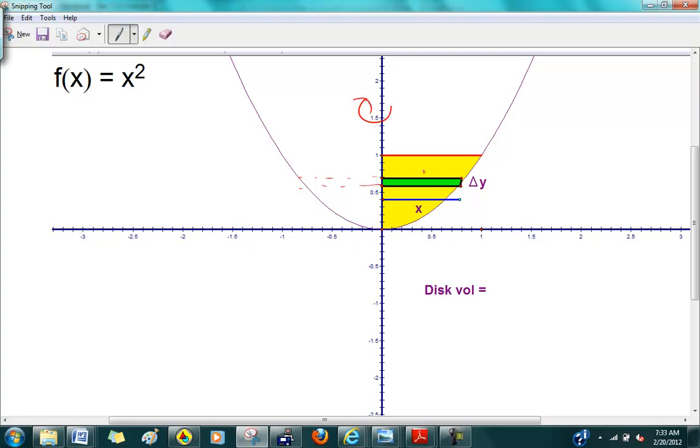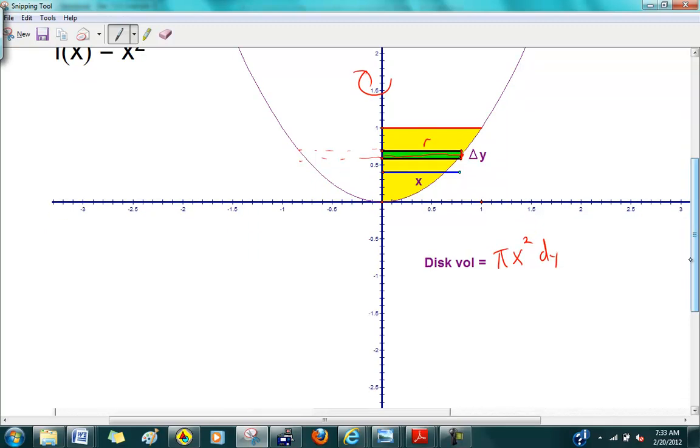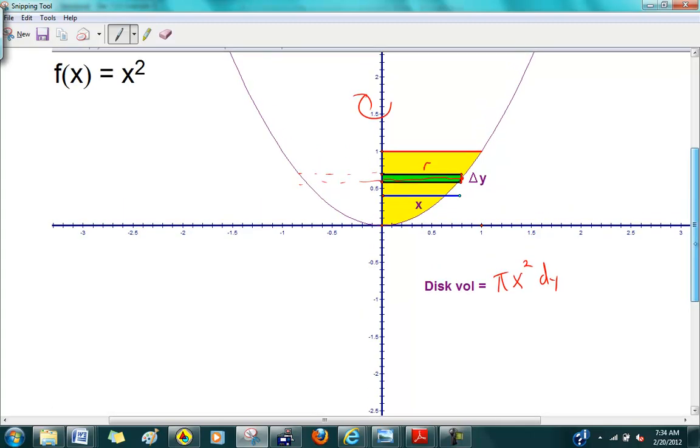Its radius is going to be x, as you can see. For example, at this point here, this distance here is x, and the height of the disk is going to be y. We know from previous experience that the volume for the disk is going to be pi r squared h, and r is x, so it will be x squared, and h is delta y, or dy. Then all we need to do is put an integration on this, and we are kind of done.